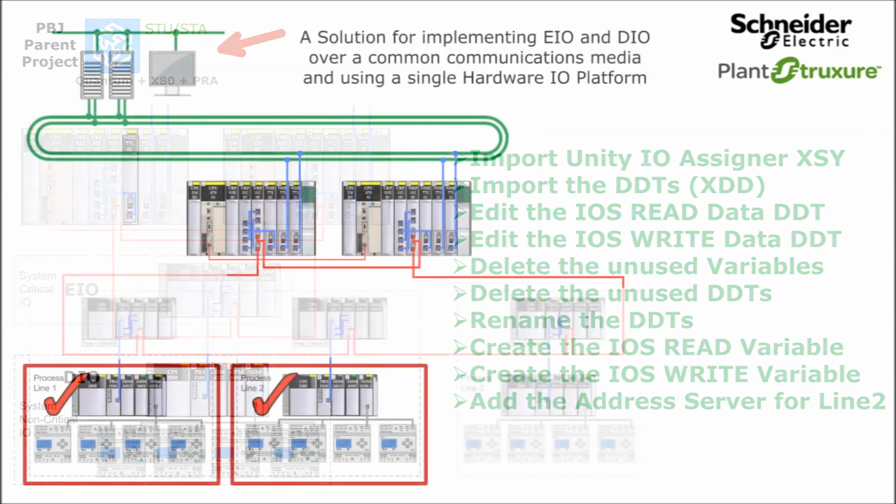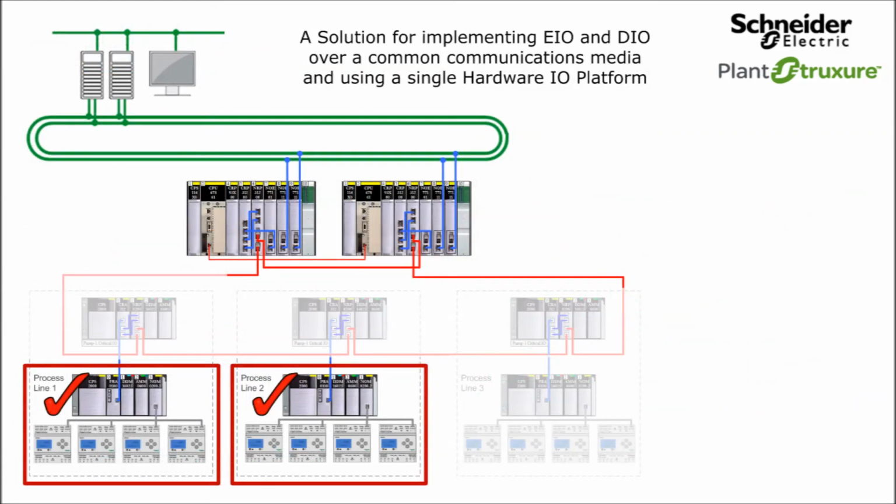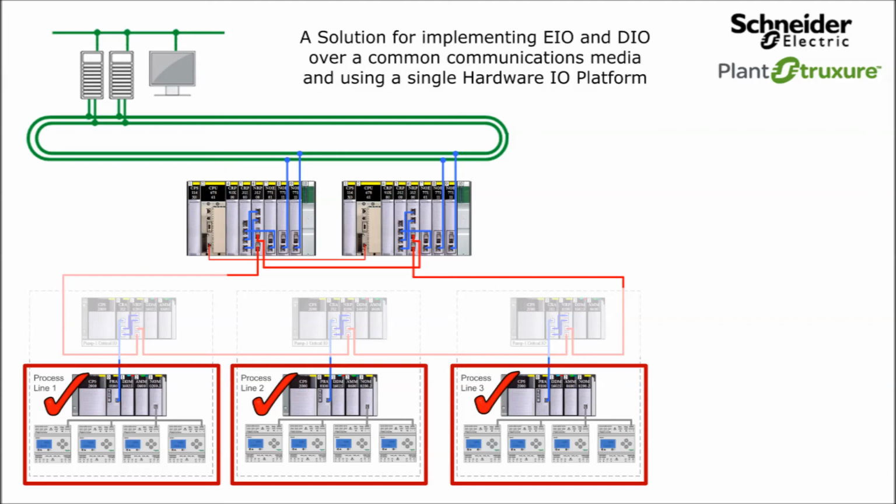And line 2 is now complete. Repeat what was done for line 2 again, but this time for line 3. And now all 3 DIO drops are complete.